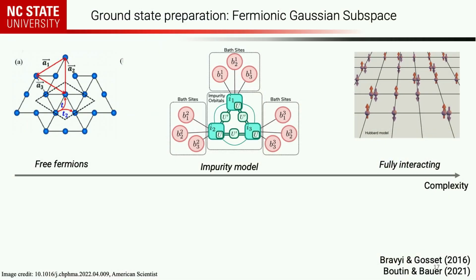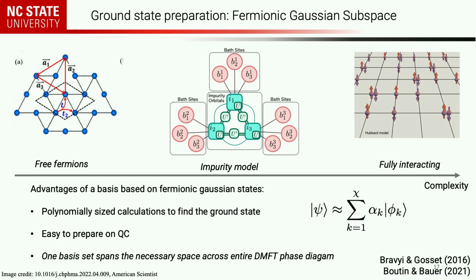There was some lovely work by Bella Bauer on this. But suffice to say, for impurity models, you need a number of Gaussian states. If you don't know what the word Gaussian means in this context, you should think easy.